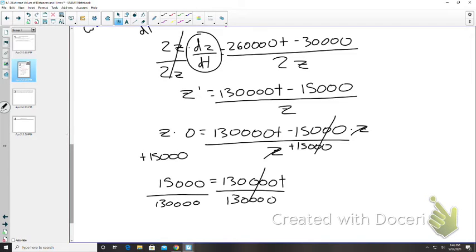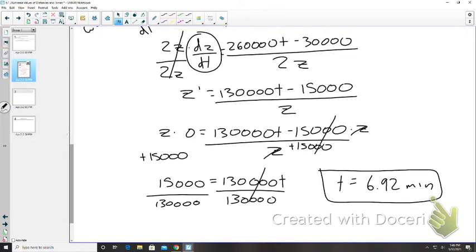And 15,000 divided by 130,000 will give me a t equal to 6.92 minutes. Okay, so now we know the time at which the distance between the two planes is a minimum, and we want to know the distance to the nearest hundredth. Okay, so we know that it's been flying for 6.92 minutes.